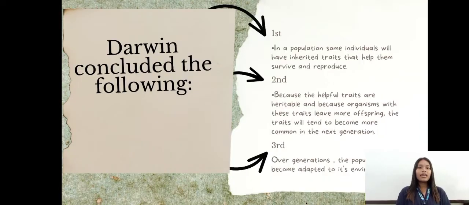Based on those key observations, Darwin concluded the following. First, in a population, some individuals will have inherited traits that help them survive and reproduce. Second, because the helpful traits are heritable and because organisms with these traits leave more offspring, the traits will tend to become more common in the next generation. Third, over generations, the population will become adapted to its environment.